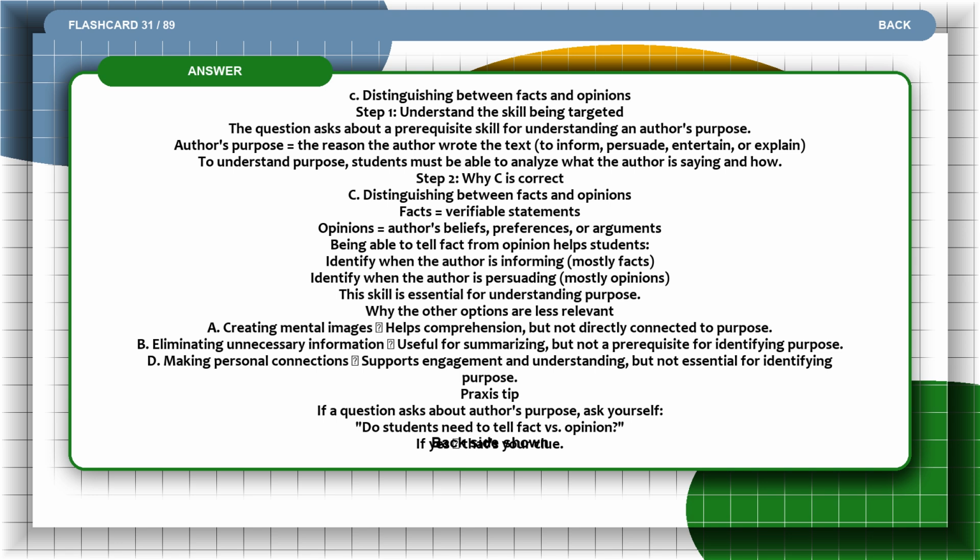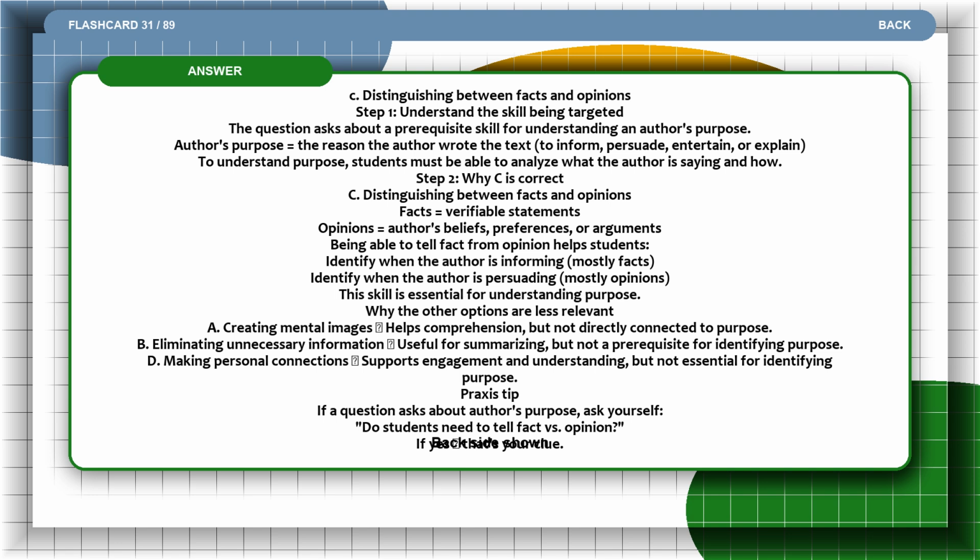This skill is essential for understanding purpose, while the other options are less relevant. A. Creating mental images. Right arrow helps comprehension, but not directly connected to purpose. B. Eliminating unnecessary information. Right arrow useful for summarizing, but not a prerequisite for identifying purpose. D. Making personal connections. Right arrow supports engagement and understanding, but not essential for identifying purpose.